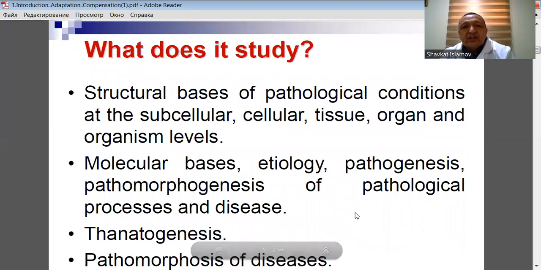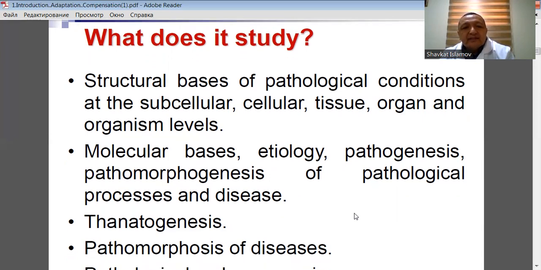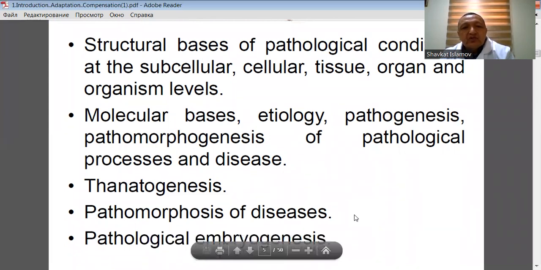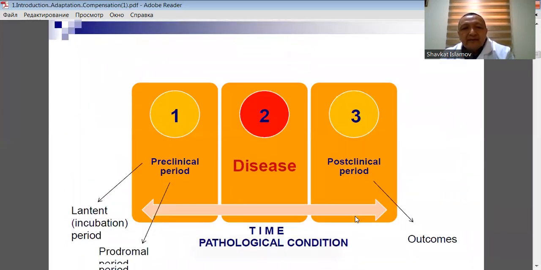What does it study? The structural basis of pathological conditions at the subcellular, cellular, tissue, organ and organism levels, the molecular basis, etiology, pathogenesis, pathomorphogenesis of pathological process and disease, thanatogenesis, pathomorphosis of disease, pathological embryogenesis.